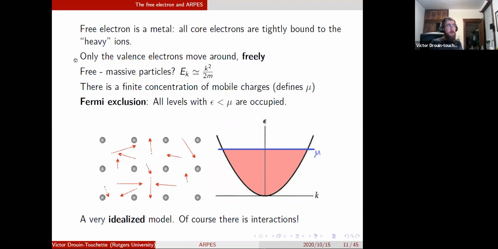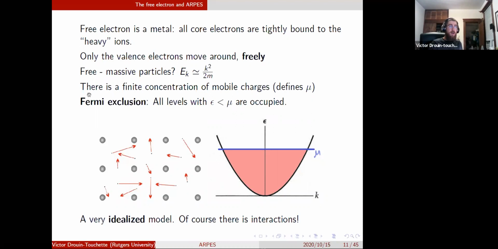And then when they're moving, these are electrons. They're moving freely. You go back to your classical mechanics, and they're going to have a dispersion that is just k squared over 2m. So quadratic dispersion for massive particles. That's exactly what you get.